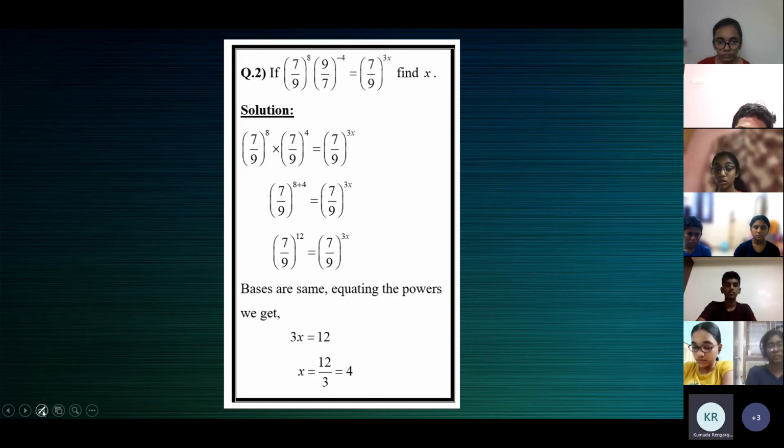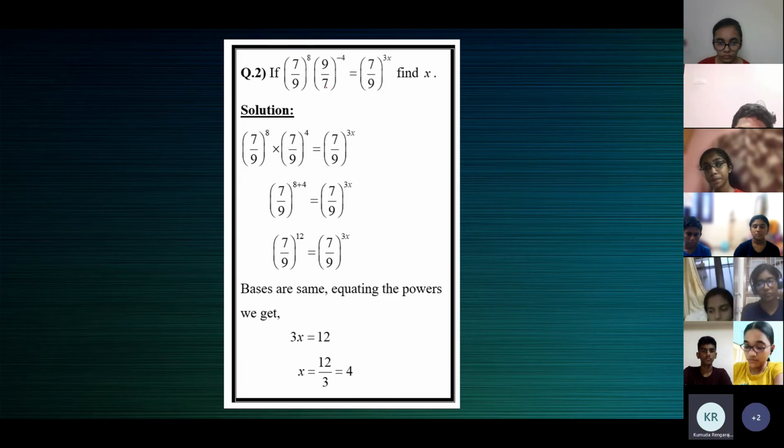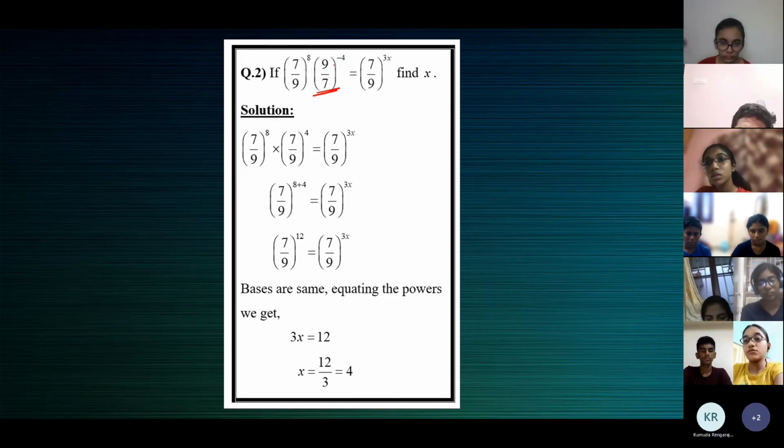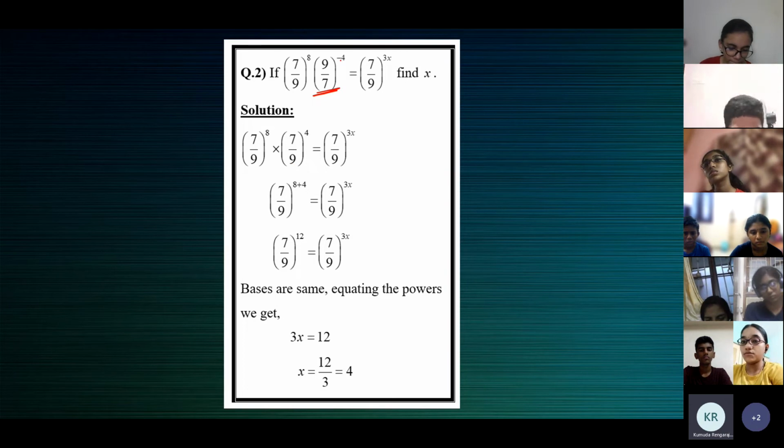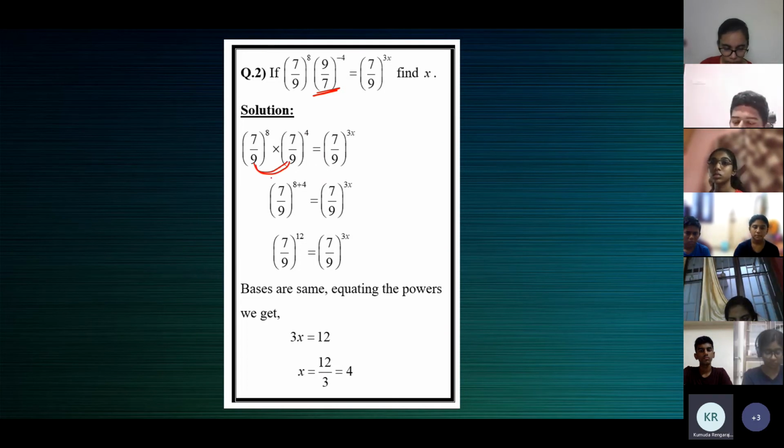So here, what will be the equivalent of 9 by 7 to the power minus 4? Reciprocal of the base: 9 by 7 becomes 7 by 9. Negative of the power: minus 4 becomes plus 4. Why are we doing it? So that the bases are the same now: 7 by 9, 7 by 9. Since the bases are the same, you can use the law of exponents. Bases are the same and it's multiplication, so you can add the powers.